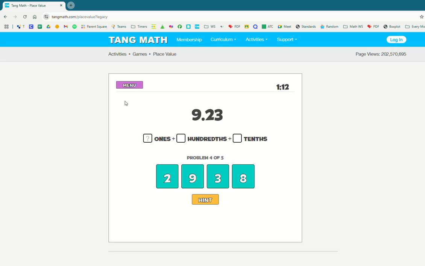So place value, not a tough game to play, but you do need to force yourself to slow down and think as you're selecting each digit for each place value. Go ahead and give it a try.